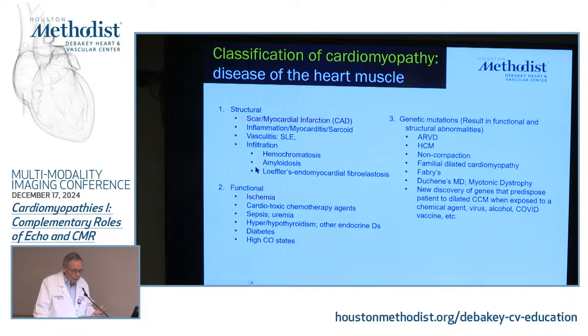From a functional point of view, you have the cardiotoxic cardiomyopathies with all kinds of different agents that can be toxic. Sepsis, endocrine disorders, diabetes, even high cardiac output states. And then you have all of these genetic mutations that can produce a cardiomyopathy. And of course, often we are left with unknown causes. Viruses obviously can be one of them. We talk about alcoholic cardiomyopathy, alcohol being in some patients cardiotoxic.